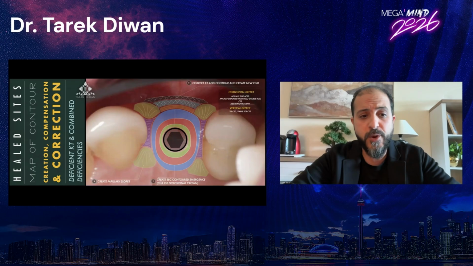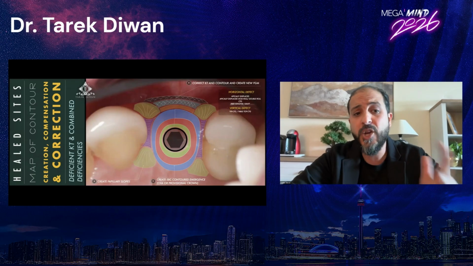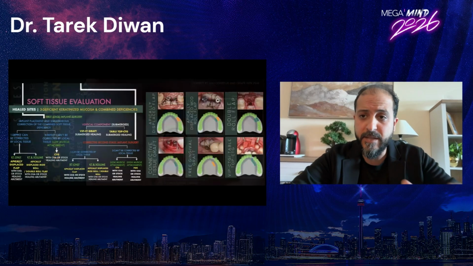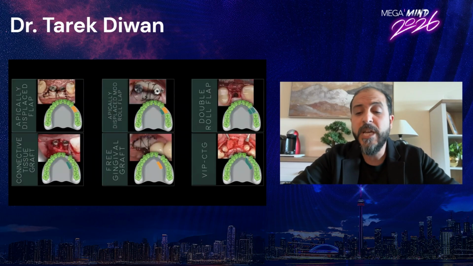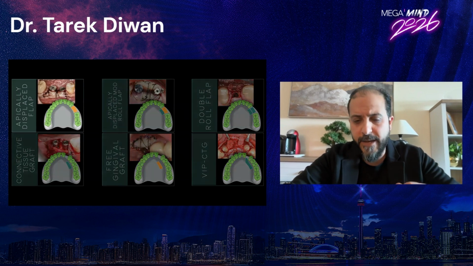That is why we follow here what we call the map of contour creation, compensation, and correction to correct the labial keratinized quality as well, and it can be done using several techniques that can be done on the first stage or the second stage surgery. So out of all these techniques, we will only be able today to discuss briefly the apically displaced flap.